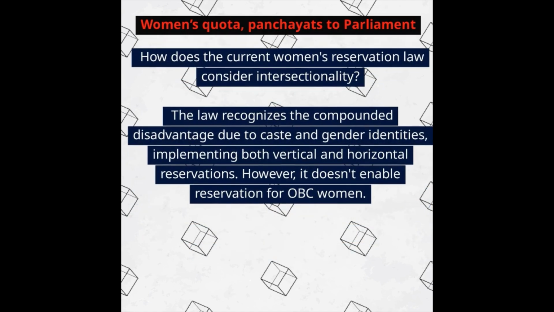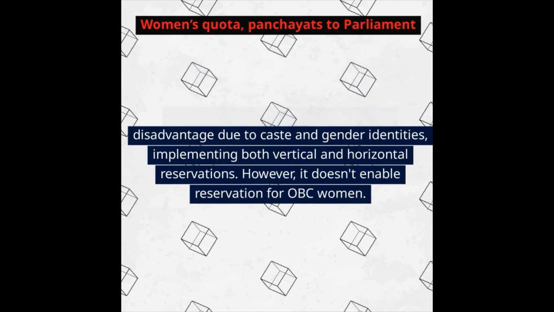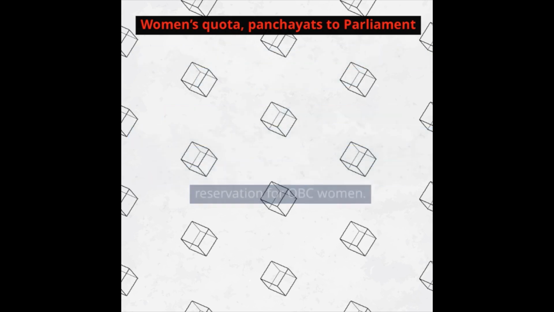How does the current women's reservation law consider intersectionality? The law recognizes the compounded disadvantage due to caste and gender identities, implementing both vertical and horizontal reservations. However, it doesn't enable reservation for OBC women.